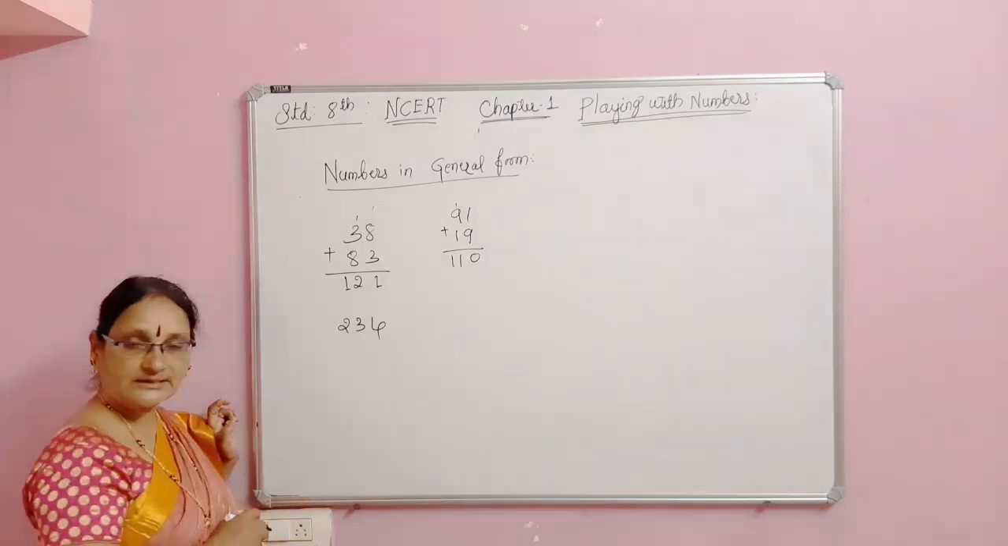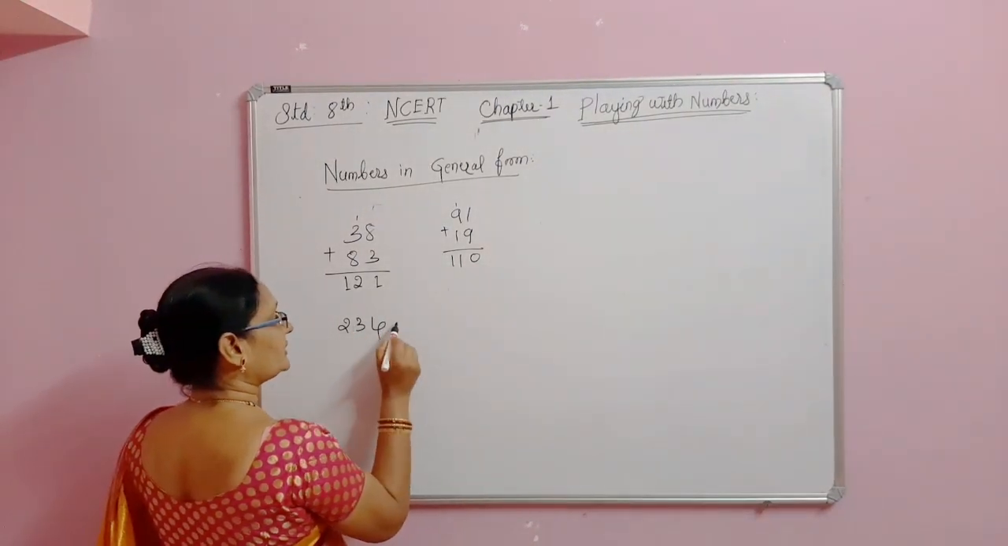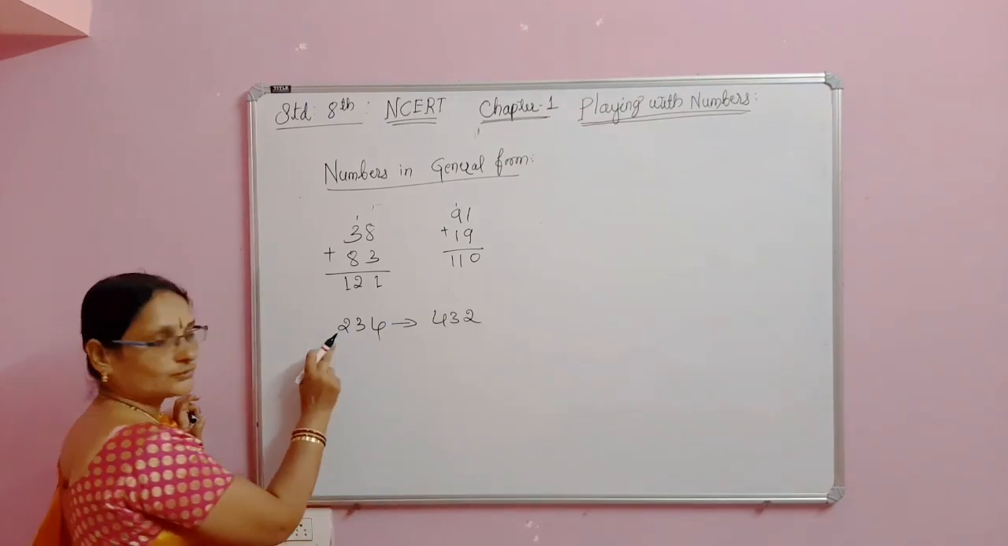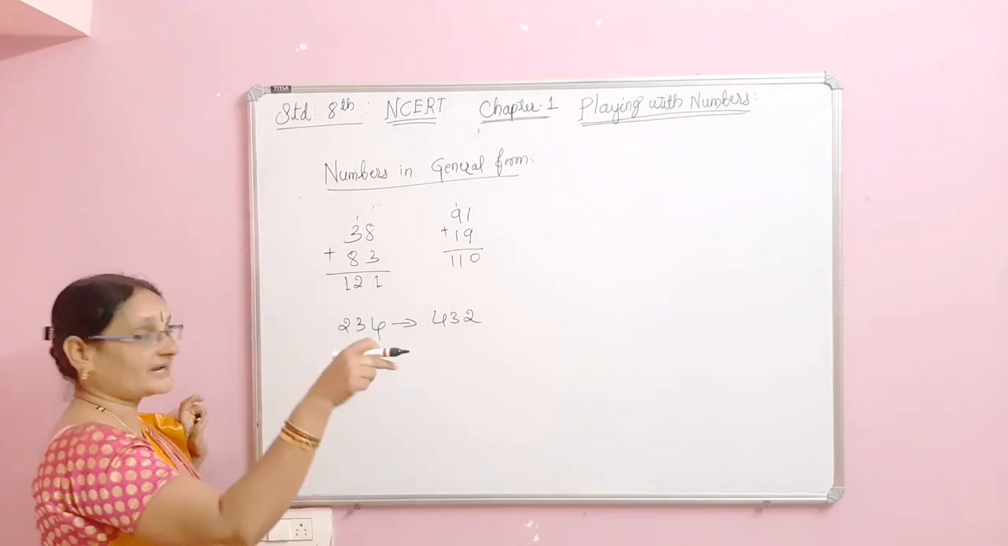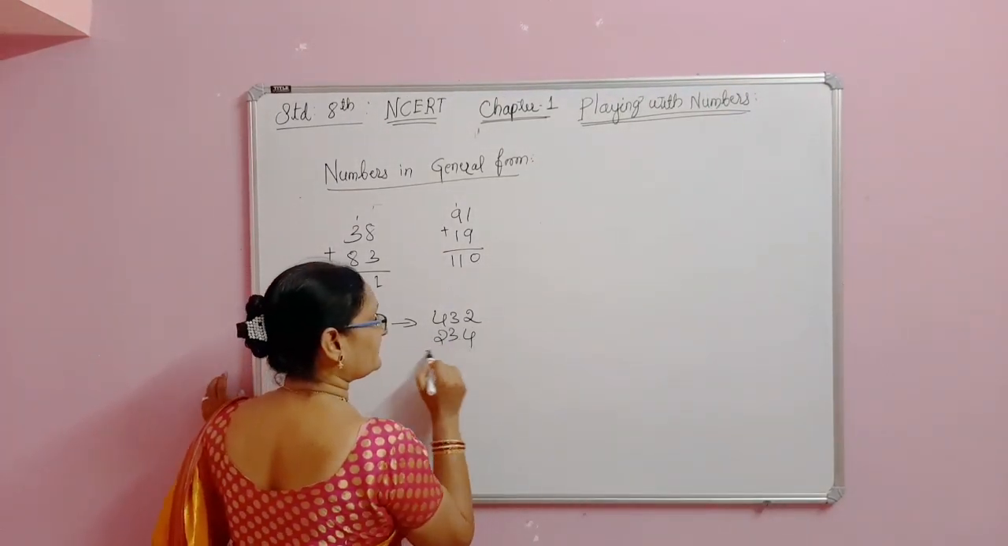234 is a 3-digit number. If you reverse it, what do you get? 432. Now here you have to do subtraction: 432 minus 234. You have to subtract it.